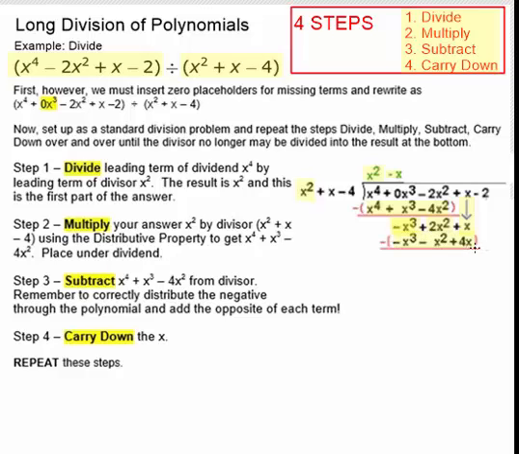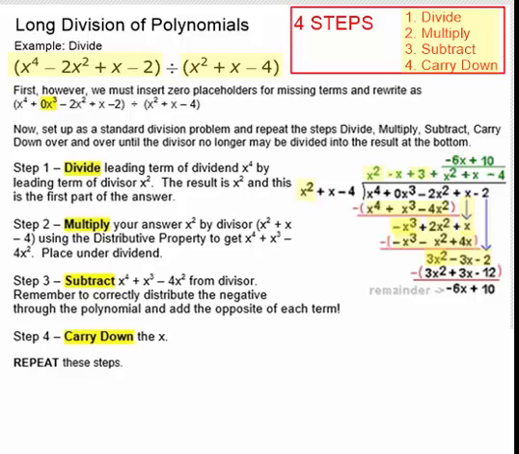And then we subtract that from the result above it, using those parentheses again to make sure we get the signs correctly. So 2x squared minus a negative x squared is the same as adding x squared, so we get 3x squared. X minus 4x is negative 3x. And then our next step is to carry down, and it's a minus 2 that we carry down. Then we start the 4 steps again, but this time dividing 3x squared by x squared, and that gives us a result of 3, and now we multiply 3 times our divisor, place the result underneath, and subtract again.